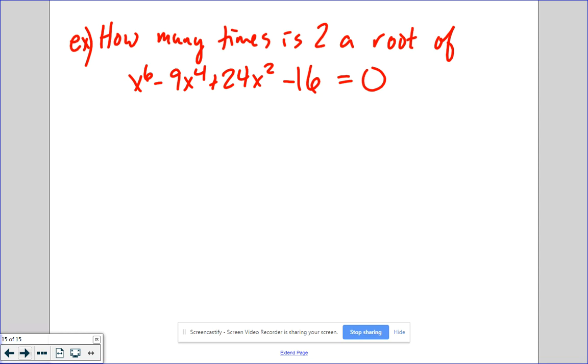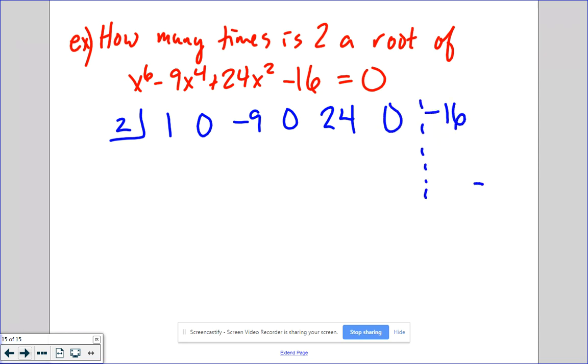So what we're going to do is we're going to test this. So we're going to put 2 in the box. How would we write that for long division? It'd be x minus 2. And then we start: x to the 6th has a 1. X to the 5th, there isn't one, so what do we put in? X to the 4th is -9. X to the 3rd, there isn't one, so 0. X squared is 24. X, there isn't one, so 0. And then the remainder, or the constant, is -16, so we have our remainder line.